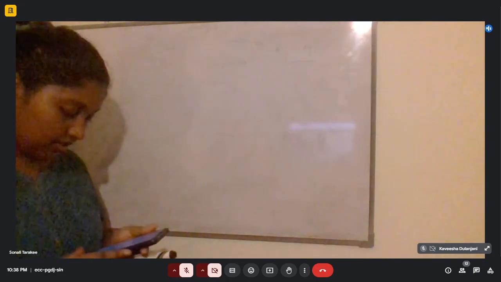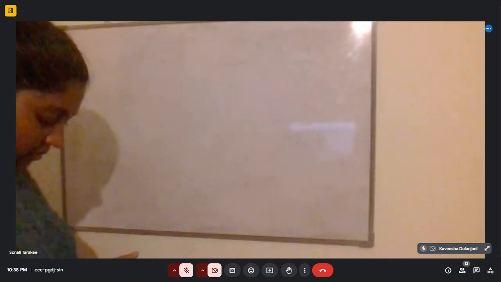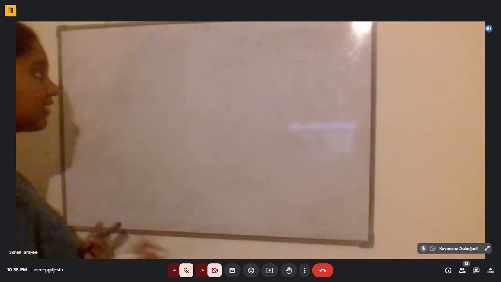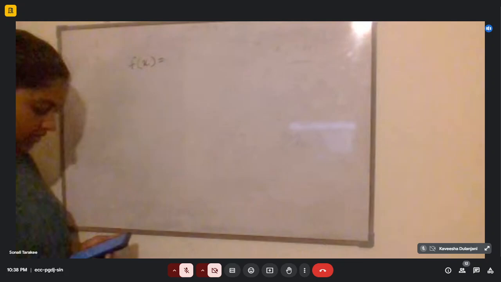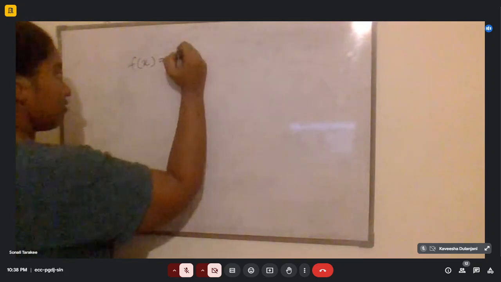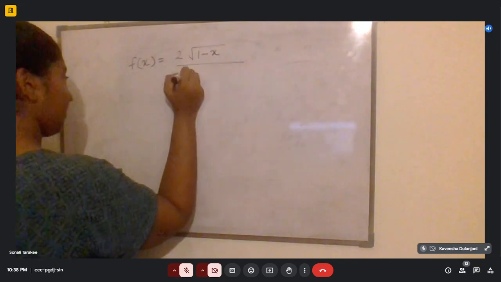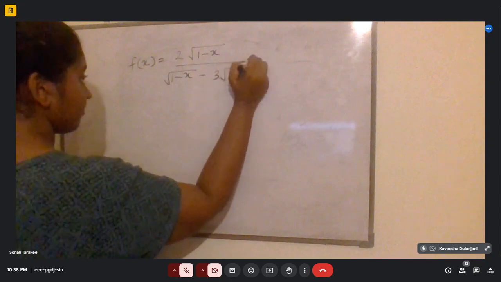Okay, next question is, suppose functions f and g are defined as follows. Show that f(x) plus g(x) is a constant function. Here what you can do is, I'll take f(x) and simplify it first. Then I'll take g(x). So f(x) is 2 square root of (1 minus x) over 1 minus x square root minus 3 square root of (1 plus x).